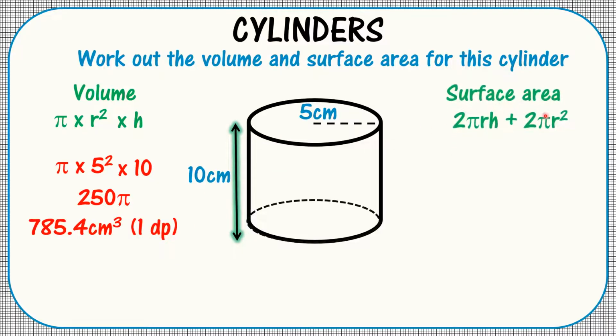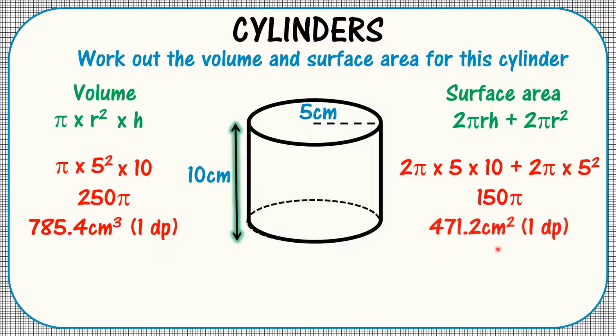For the surface area, it is 2 pi rh plus 2 pi r squared. Once you put some values in, you'll get 2 pi times 5 times 10 plus 2 pi times 5 squared. Once you tidy this up, you'll get 150 pi. Again, once you get to this stage, you can put this into your calculator. You'll get a final answer of 471.2 centimeters squared to one decimal place. Again, because we are working in surface area, it is units squared.